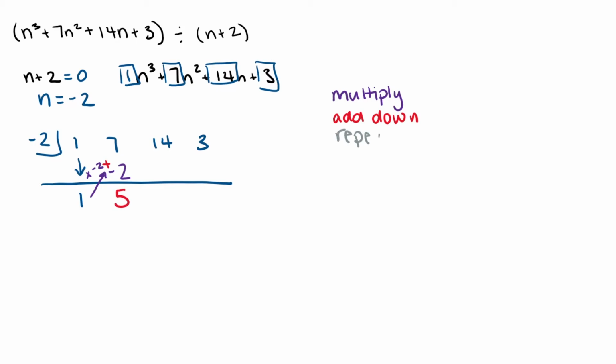And we repeat. 5 times negative 2 is negative 10. 14 plus negative 10 is 4. And 4 times negative 2 is negative 8. 3 plus negative 8 is negative 5. Negative 5 is our remainder.